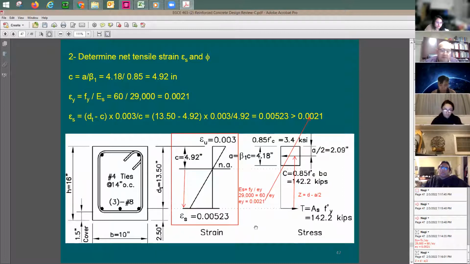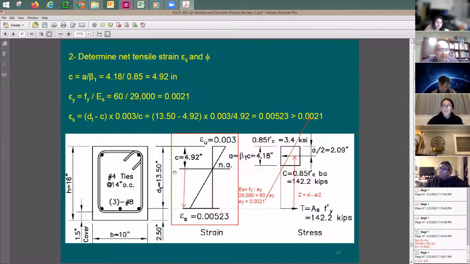In practice, when you do an actual design, this is what you assume. Part of our assumptions here is that plane sections remain plane after bending, which is not 100% true. So we have certain assumptions that come with the design of concrete members, and this is going to be one of them.